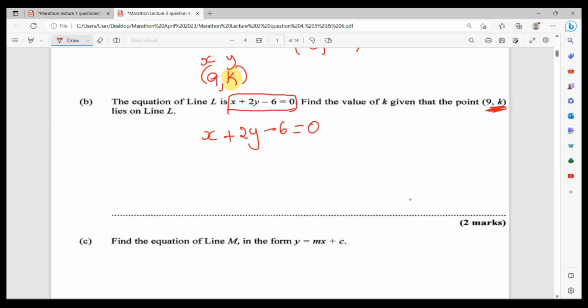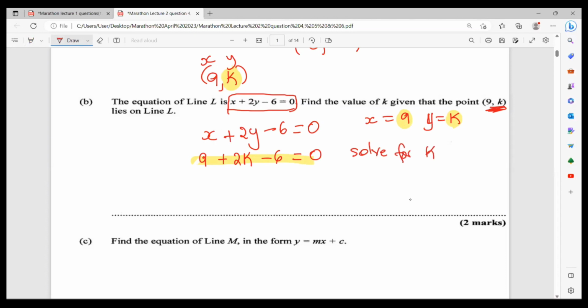So you see the 9, I'm going to put the 9 for X, and I'm going to put K for Y, because since they asked me to find K, I'm going to put K there so that when I'm working it out, I'll see K coming out. So we're going to substitute. In other words, 9 plus 2 times Y, but Y is K, so 9 plus 2K minus 6 equals 0. Very straightforward setting up. See there? Very straightforward. Substituting these. Then you solve for K.